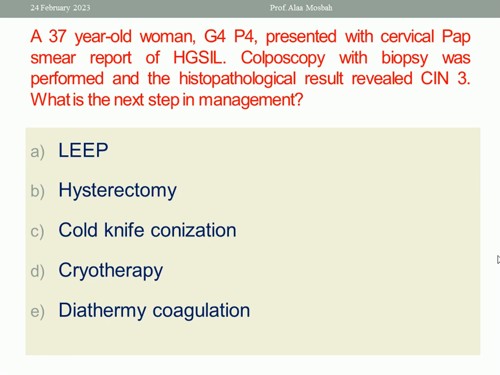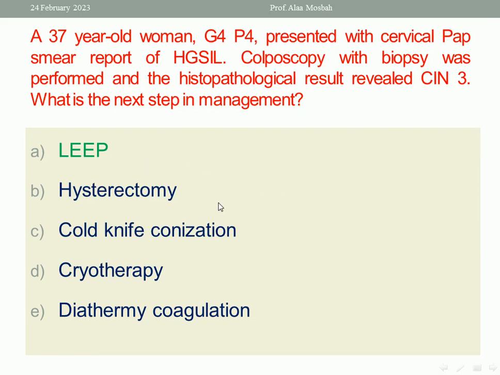Okay, everybody, the best one response here is LEEP. So A is the right answer. What is LEEP? As I said, loop electrosurgical excision procedure. Why didn't I choose hysterectomy? Because it is a major surgery. I am not in need of this major surgery. It is not a recurrent or persistent CIN3 on follow-up. So LEEP is quite enough.